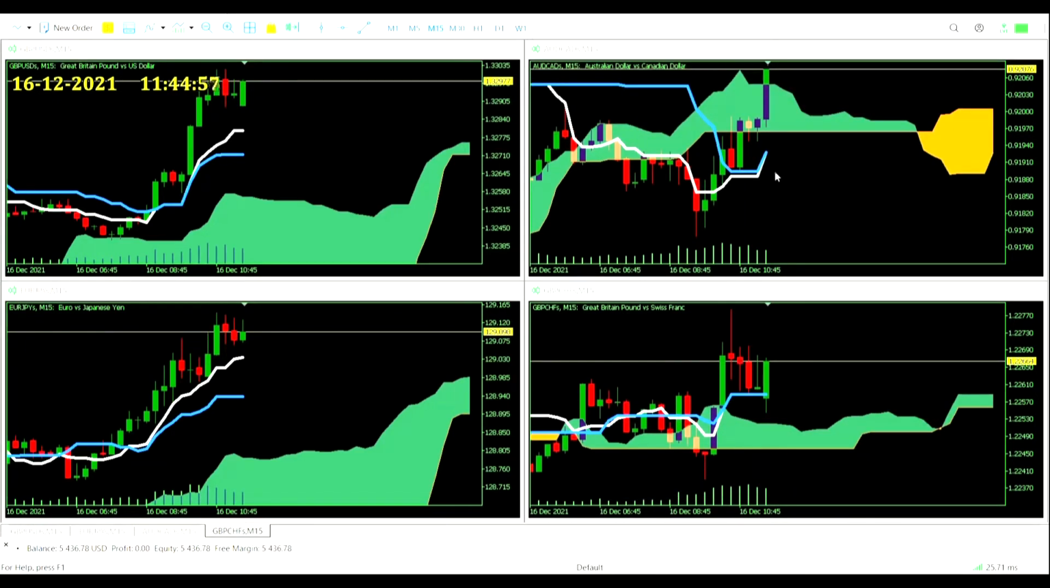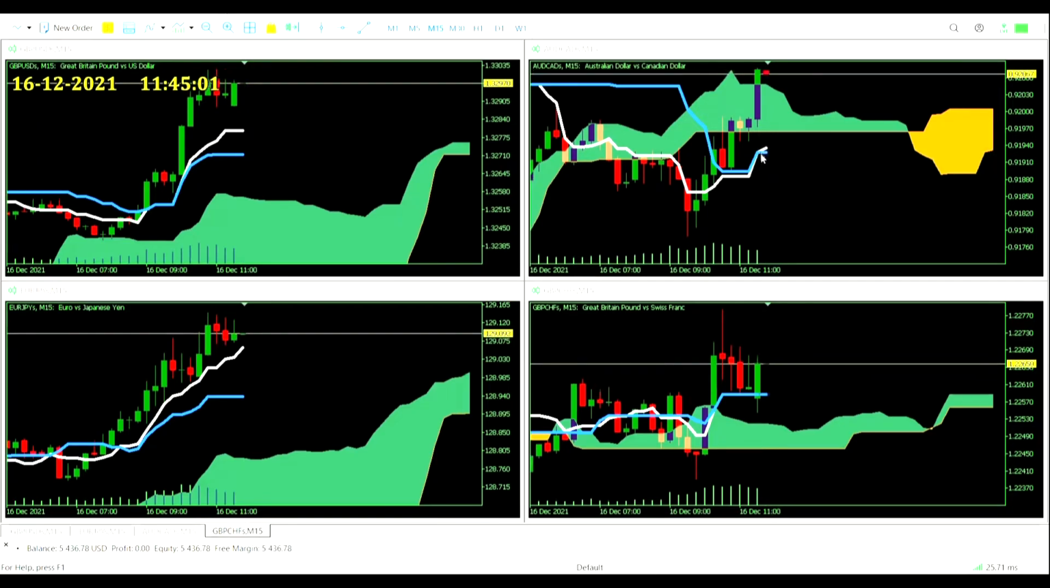Coming up to 11:45, and we should see on the Aussie dollar CAD in the top right, the lines do separate from one another. The Tenkan Sen crosses the Kijun Sen, and we've currently got price above the Kumo cloud as well. What a push it made in the last period. So if it closes above the cloud, we are in. That'll be a buy trade on that pair right there.